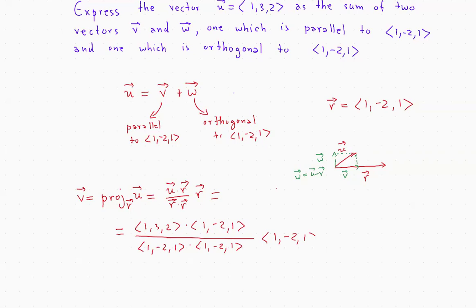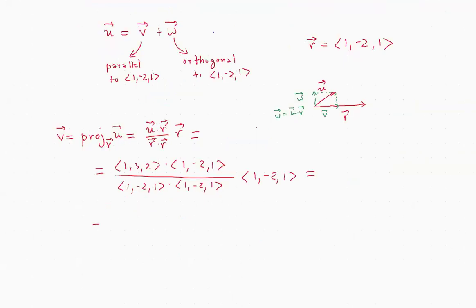So what is the dot product of 1, 3, 2 with 1, negative 2, 1? So 1 times 1 is 1. 3 times negative 2 is negative 6. 1 minus 6 is negative 5. And 2 times 1 is 2. Negative 5 plus 2 is negative 3. You can pause the video and do the operation yourselves, but that's what you're going to find.